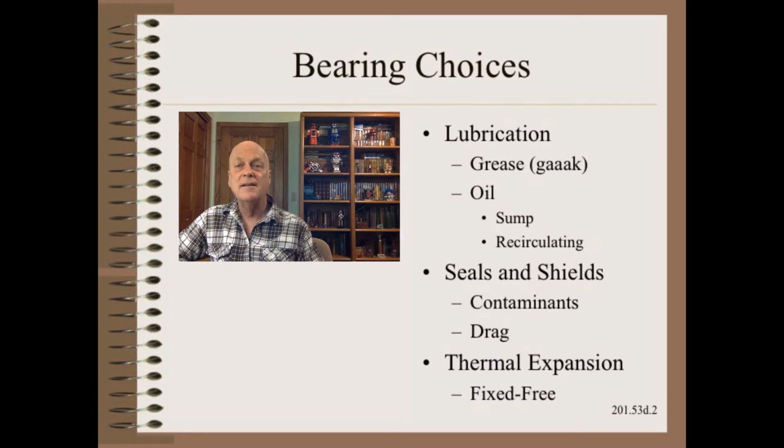We won't detail seals and shields here, other than to note that they should keep lubricant in and the outside world out. However, they increase drag, and that can be a real drag, excuse the pun, for rollers that run lightweight webs. Finally, thermal expansion must be considered for all but the narrowest of rollers, otherwise you will drive the bearing into thrust overload with even modest temperature changes.